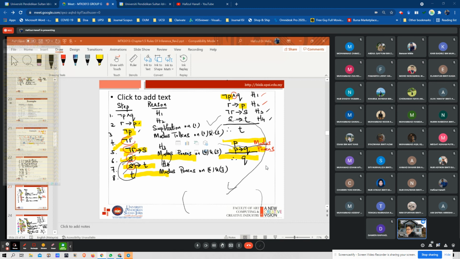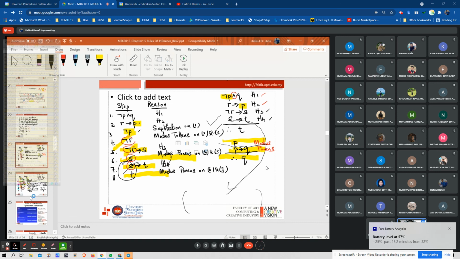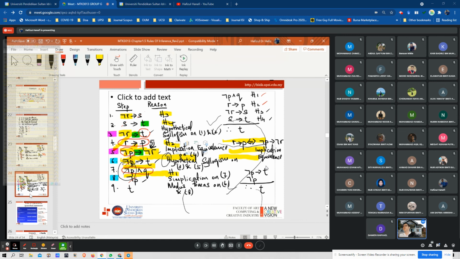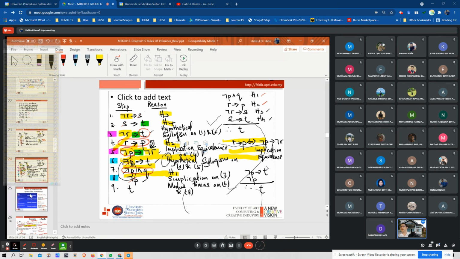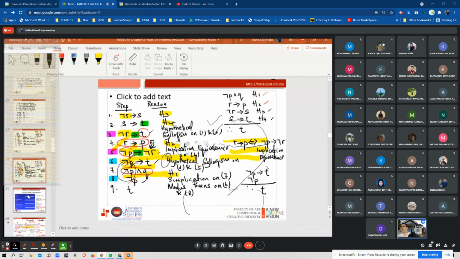Modus tollens is where you deny by showing some denial of the action. Then we have H3 and H4. Hypothetical syllogism on 1 and 2. And then H2 is implication equivalence. Then we have hypothetical syllogism on 3 and 5.